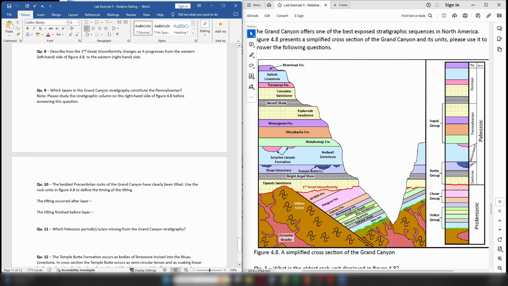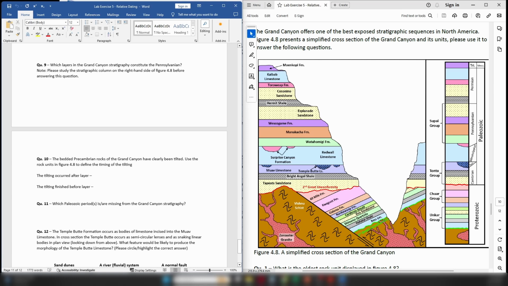On to question 9. So for question 9, which layers in the Grand Canyon stratigraphy constitute the Pennsylvanian? Okay, so how are you going to work that out? Once again, you're going to come over here to our stratigraphic column and you are going to locate the Pennsylvanian layers, and here they are.